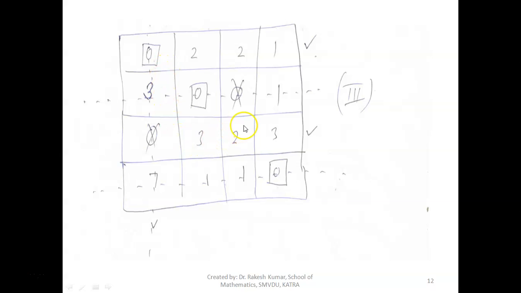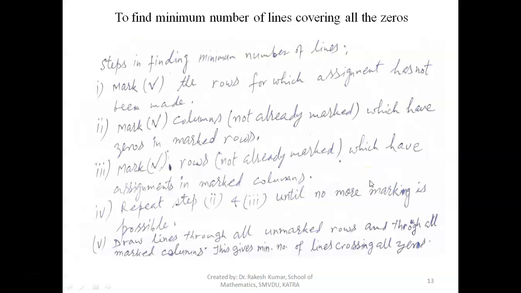So for an optimal solution we must have 4 assignments. That is, the solution is not optimal. If it's not optimal, what do we do? We do it like this. First of all, we find the minimum number of lines covering all the zeros in that reduced matrix.